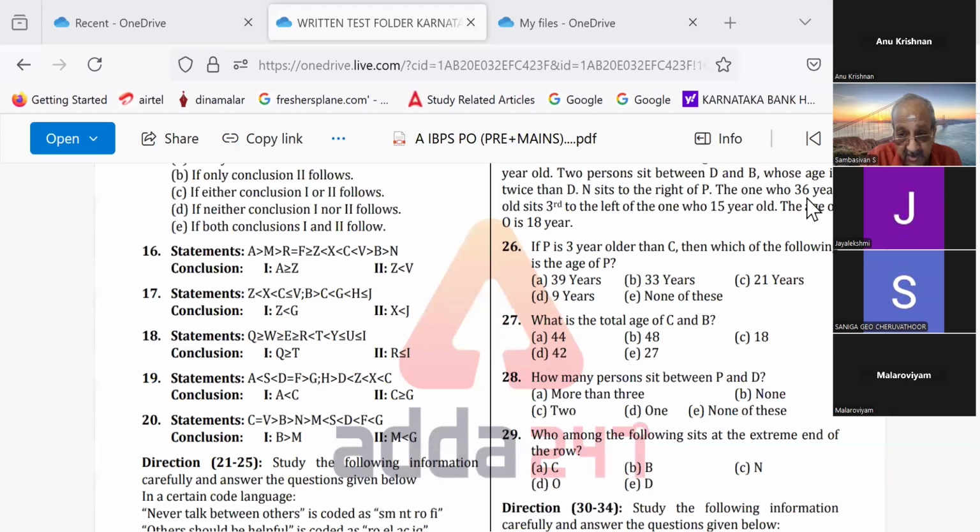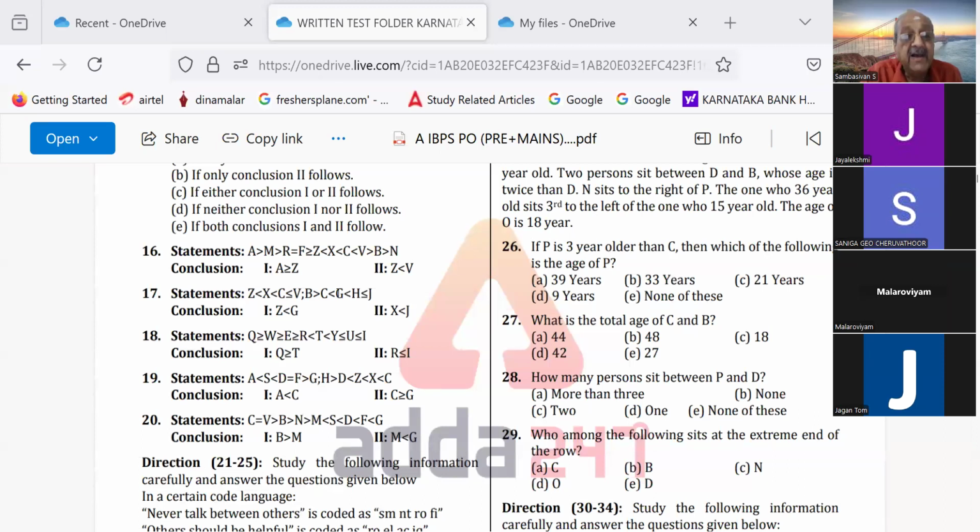Anu Krishnan wants. Okay, good. Even if one person wants, I will explain. See here, take this problem number 16. A is greater than M, M is greater than R, that is equal to F, that is greater than Z, but Z is less than X, less than C, less than V, less than B, but B is greater than N.